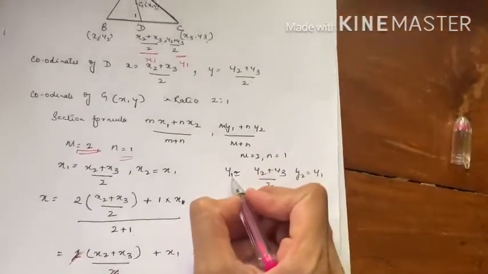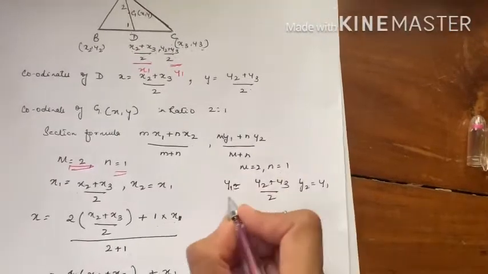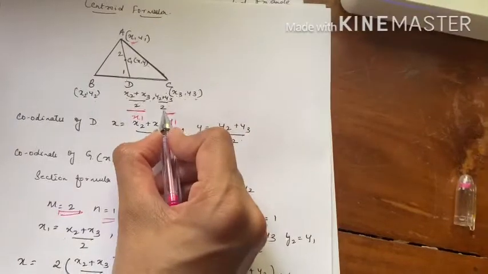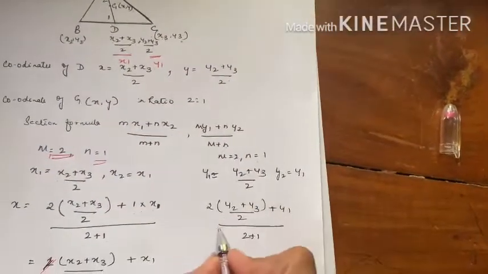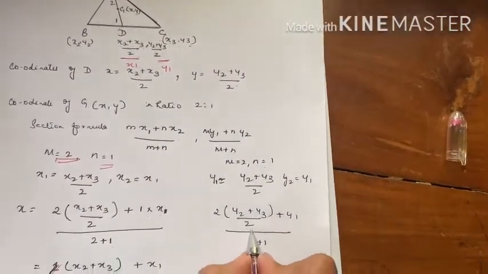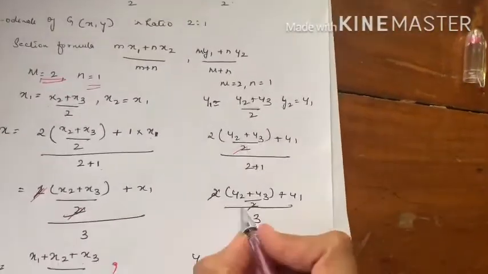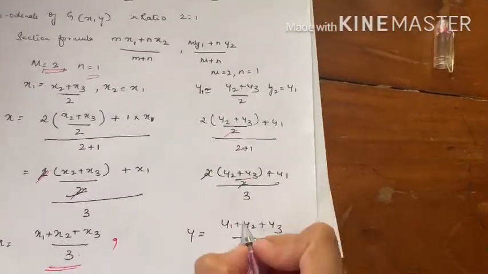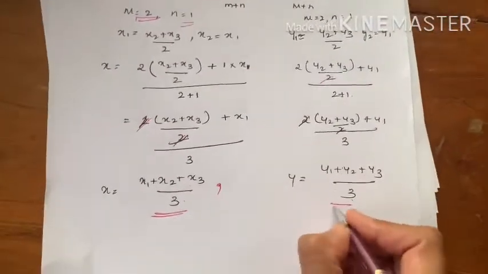Now for y, similarly we can solve, because m is 2 and n is 1. So y1 is nothing but y2 plus y3 divided by 2, and this thing is our y2. Substituting in the formula again, 2 into (y2 plus y3) divided by 2, plus y1. The 2s get cancelled, so we get y1 plus y2 plus y3 divided by 3. This 3 we get from 2 plus 1. So we have the two coordinates, x and y.